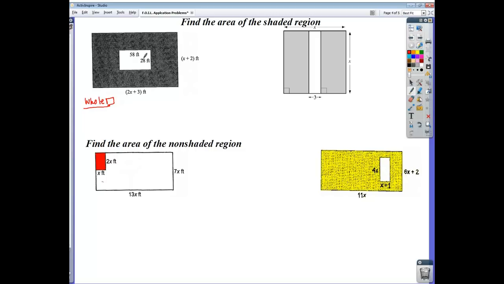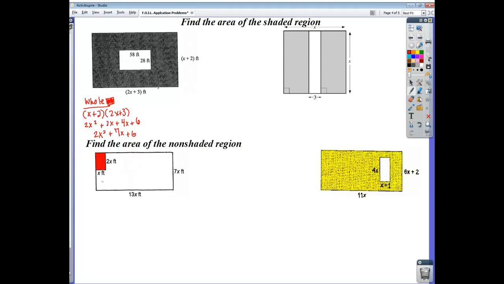Okay, the whole rectangle would be this length times width, or base times height. So it's going to be x plus 2 times 2x plus 3. This is the whole. We shaded in the whole. If everything was shaded in, this is what that would be. So we get 2x squared plus 3x... I was thinking that y'all's looks different than mine because I took this off a flip chart. And then we combine like terms, we get 2x squared plus 7x plus 6.